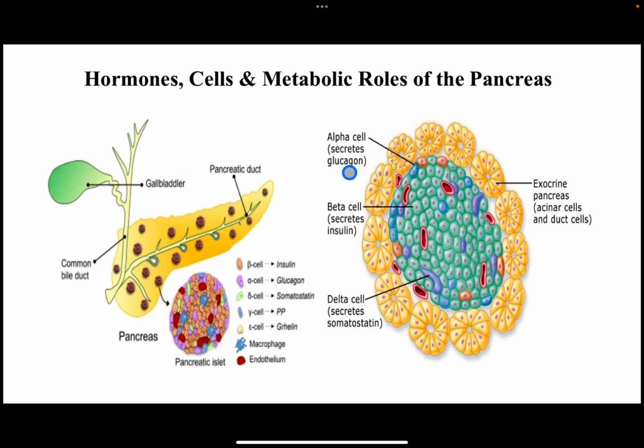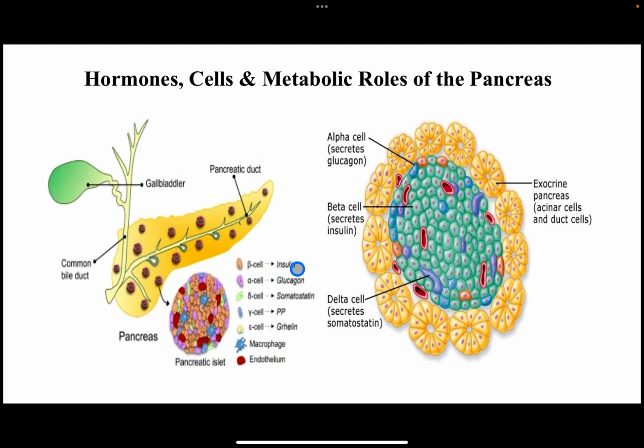Okay, so let's look at the cells again. We have the alpha cells, they secrete glucagon. We have the beta cells, they secrete insulin. We have the delta cells, they secrete somatostatin. Then we have the exocrine pancreas, which contains the acinar cells and the ductal cells. And we have the PP cells, pancreatic polypeptide. We have the epsilon cells, they secrete ghrelin.